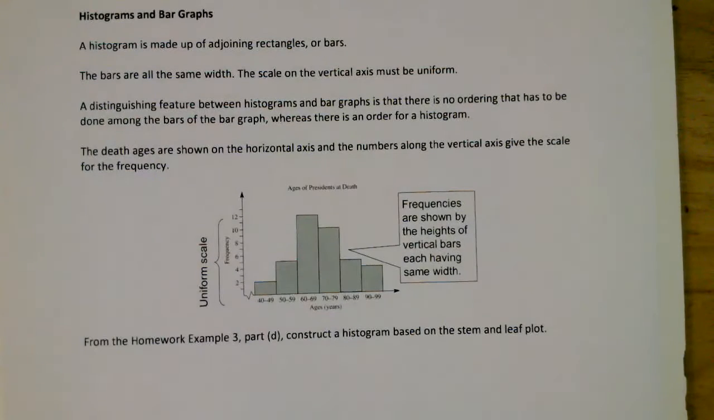All right, on the next page is histograms and bar graphs. I'm going to end this video with histograms here, and the next video, part 2, will be the start of bar graphs. A histogram is made up of adjoining rectangles or bars. Now the bars are all the same width. The scale on the vertical axis must be uniform. And a distinguishing feature between histograms and bar graphs is that there is no ordering that has to be done among the bars of the bar graph, whereas there is order for a histogram.